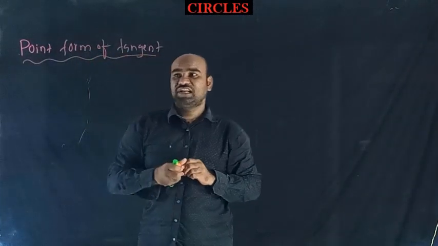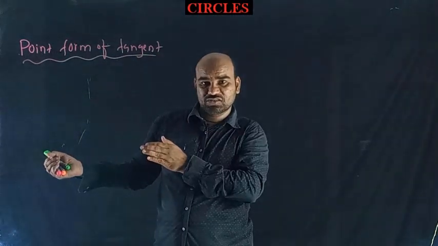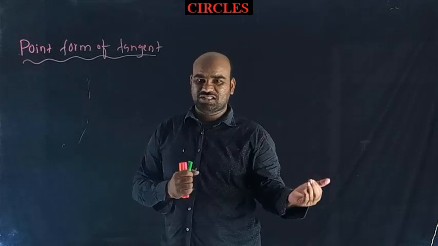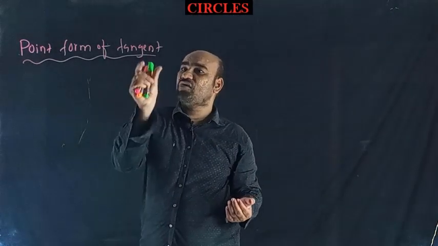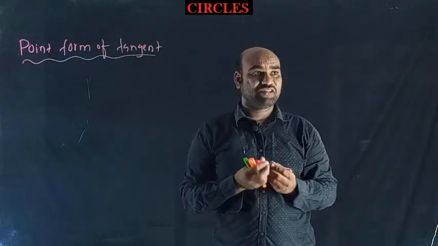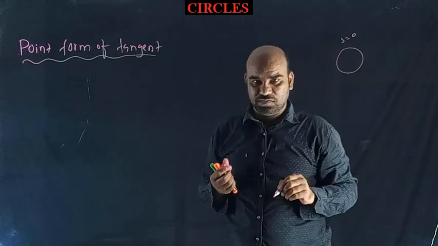Okay students, next one is point form of a tangent. The previous one was slope form of a tangent for basic circle and for general circle. Similarly, point form of a tangent. How to find it? Observe here. For example, this is the circle. Its equation is given as S equal to 0.